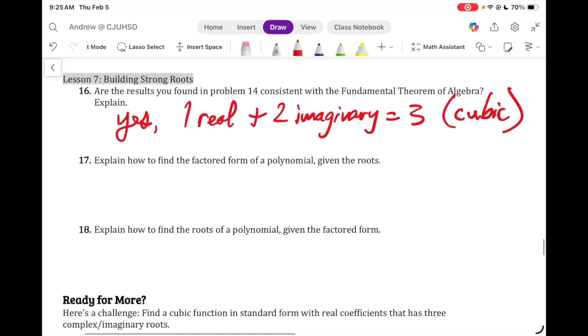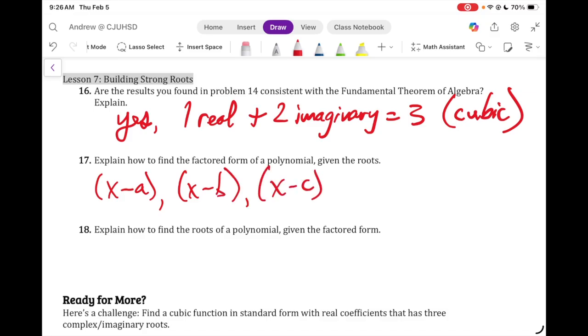17. Explain how to find the factored form of a polynomial given the roots. There's the bell. We're running out of time. If A, B, and C are the roots, then it's going to look like x minus A, x minus B, x minus C. They're all x minus whatever.